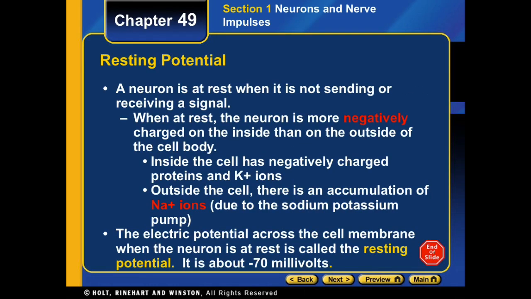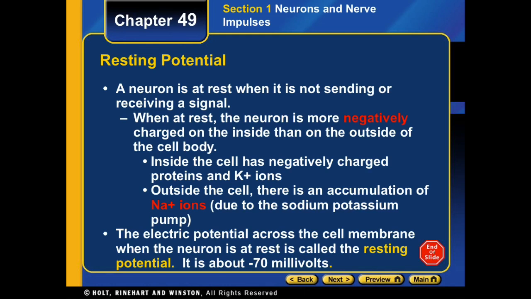All right, so there's a thing called a resting potential. When the neuron is not firing an impulse, it's not sending one, it's not receiving one, that neuron is at rest. When it is at rest, the neuron is more negatively charged on the inside, and the outside is more positive. The reason for that is that inside the cell, in the cytoplasm, there are negatively charged proteins, and there are potassium ions in there. Outside the cell, there is a whole bunch of sodium ions. So there is more positive overall outside the cell and more negative inside the cell. That is when the cell is at rest.